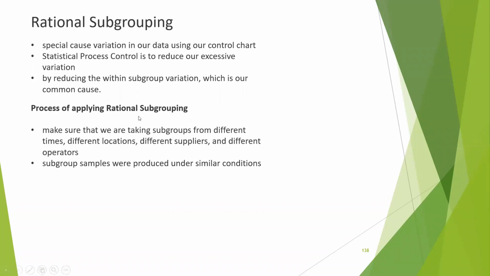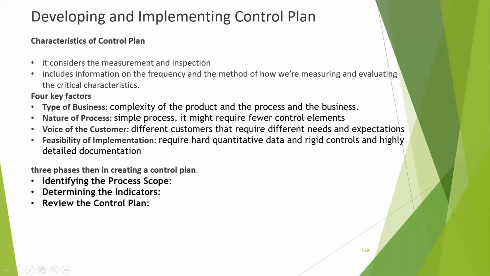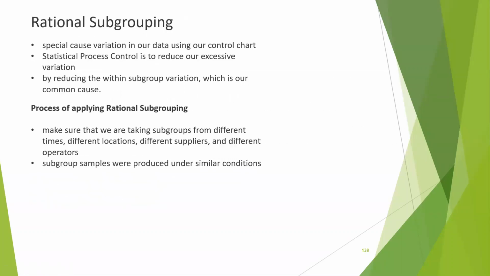Okay, process of applying rational subgrouping: make sure that you are taking subgroups from different times, different locations, different suppliers, and different operators. This is applicable for the production side, not for us. See, for example, I want to do the subgrouping on the denial side. I'll break it by all the denial categories, duplicate, eligibility, like that. Then I'll start doing the SPC chart to understand where the flow difference is coming from, on which particular bucket. Okay, this is about the subgrouping side of it. Any questions so far?